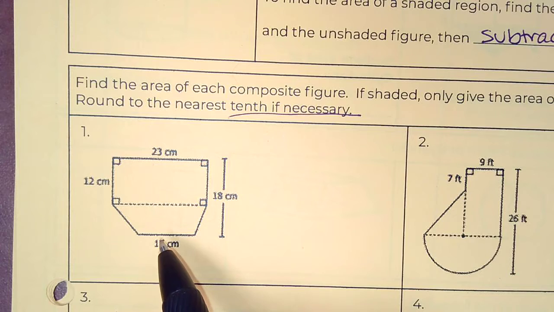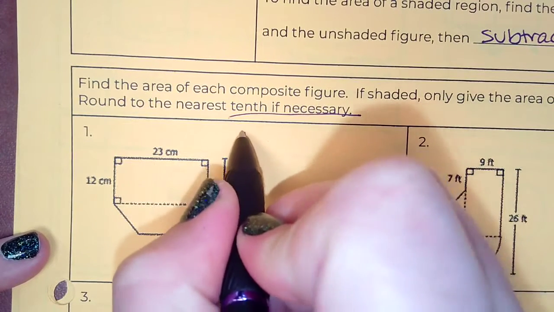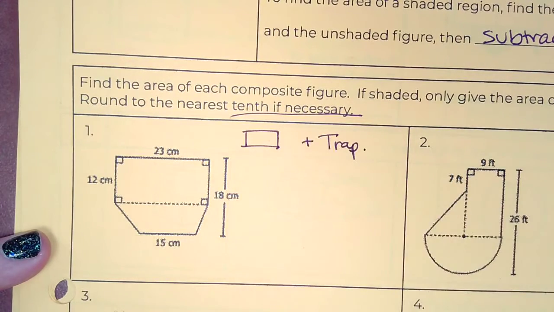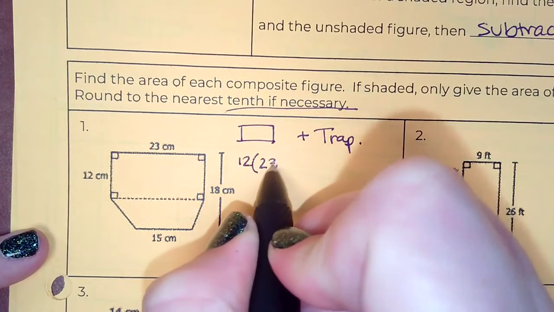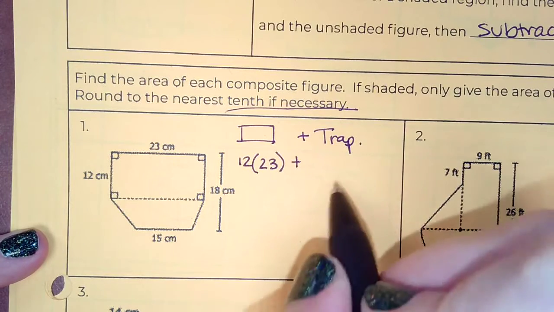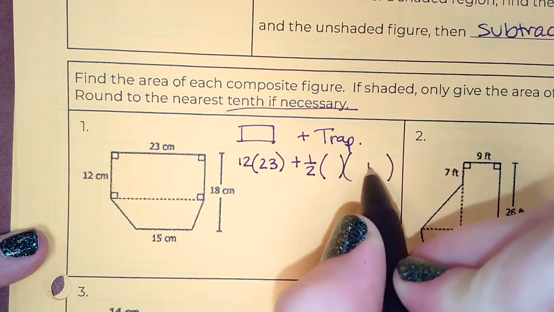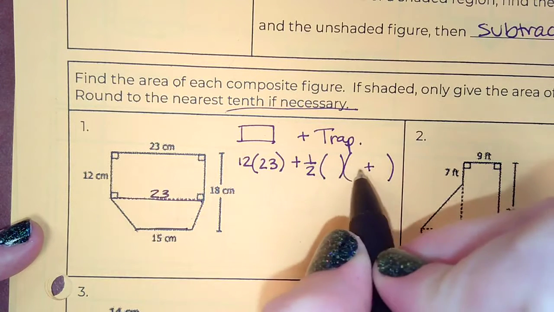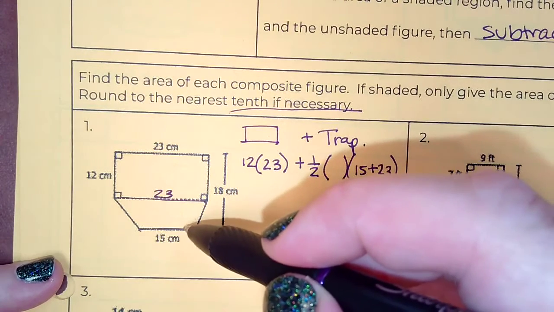So this composite shape is made up of a rectangle on top and a trapezoid on bottom. So I'm going to find the area of the rectangle, add the area of the trapezoid. So my rectangle is just length times width, so 12 by 23. That's not too bad. Trapezoid would be 1/2 height times the bases added together. So my bases would be the two parallel pieces, so the 15 and this 23. The height would be the distance between the bases, so from here to here.